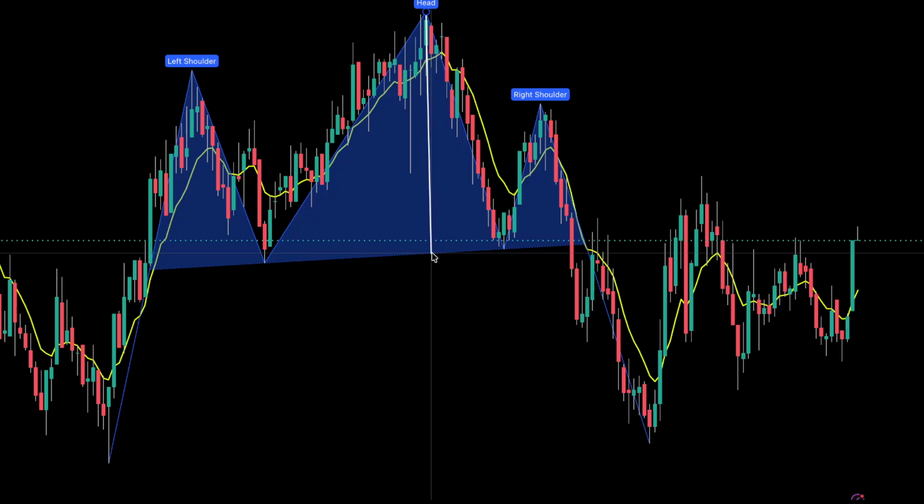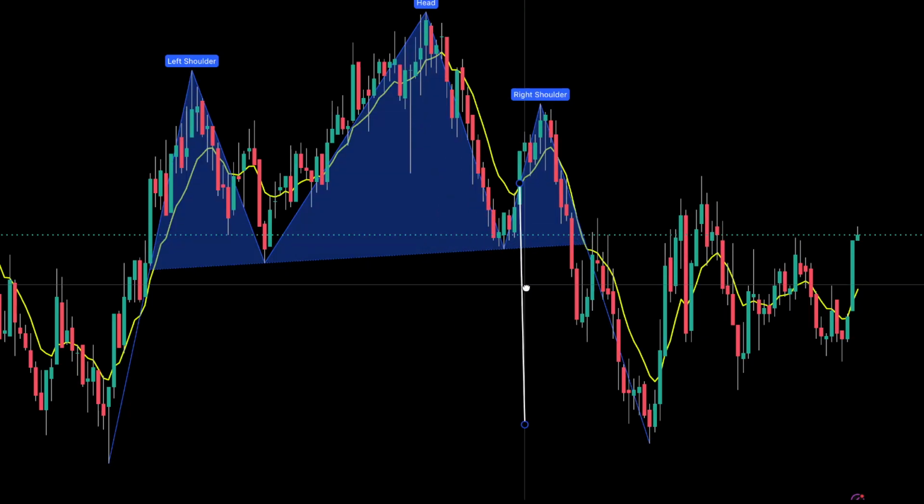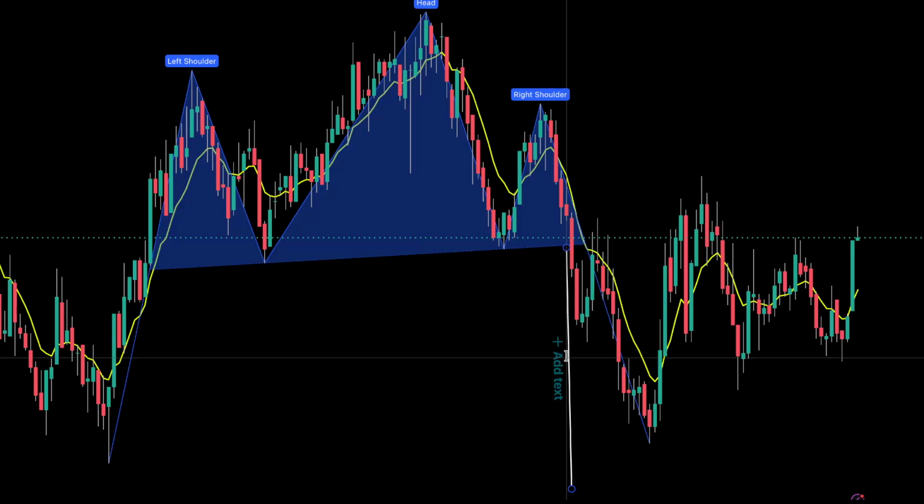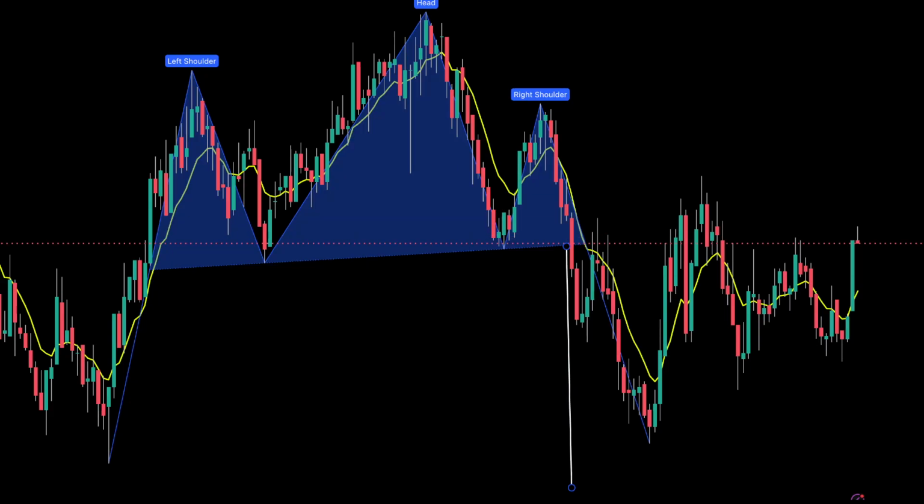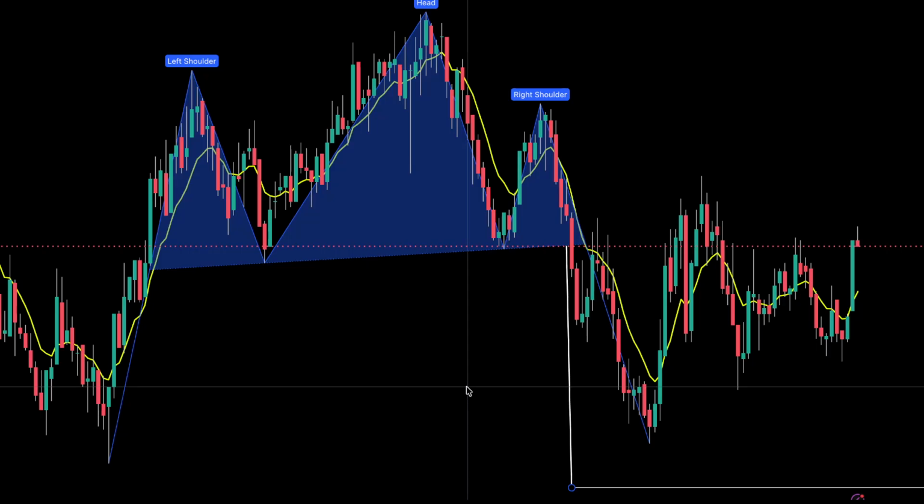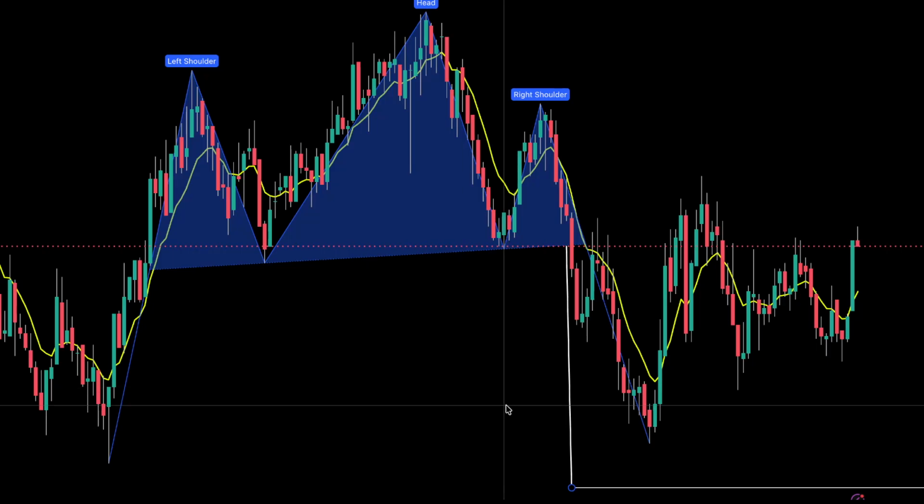You basically draw a line, get a measurement, however you want to look at it, and then you take that line, and we're going to put it right here at the breakout from the neckline. So we're going to take this, bring it down to right about there, a little higher maybe. And that is our target. So I'm going to put a horizontal line right there. That's our target. So we're at 72.37.